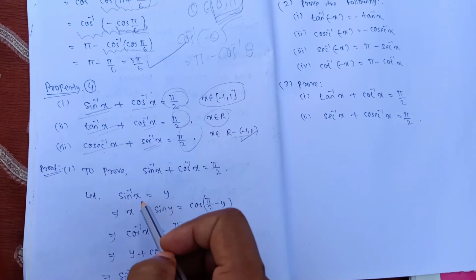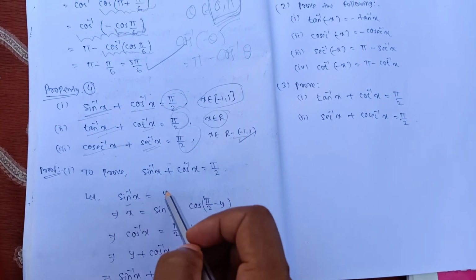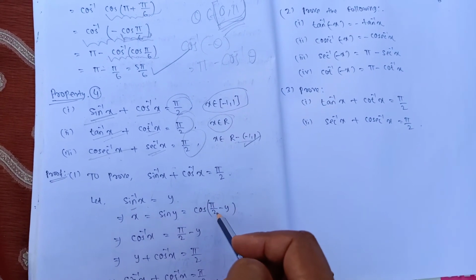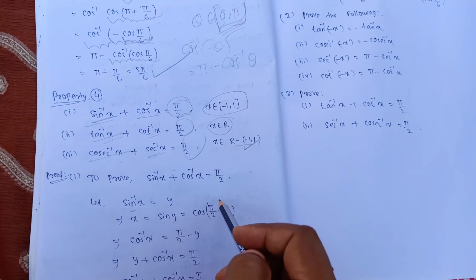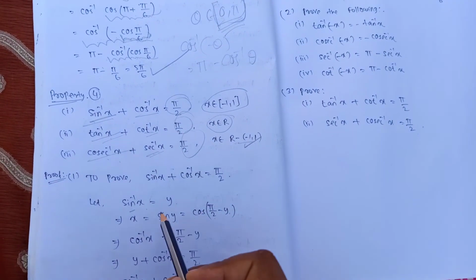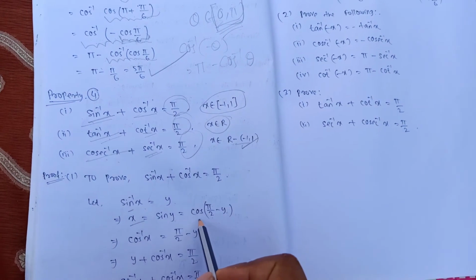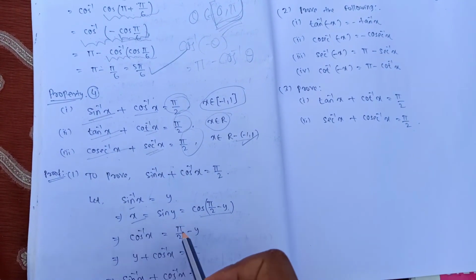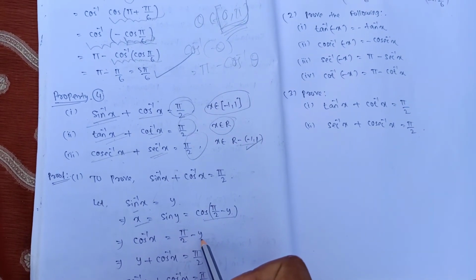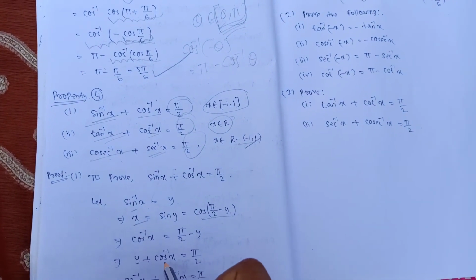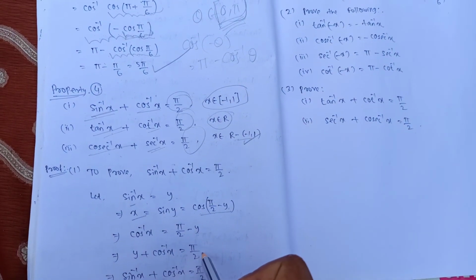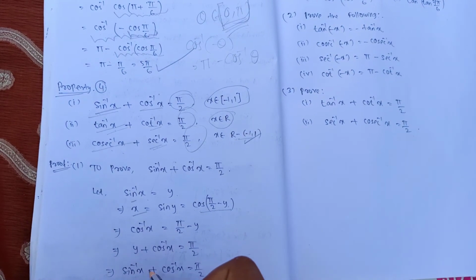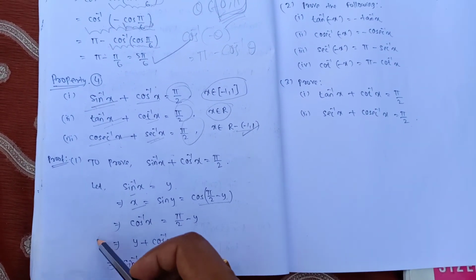So what we get? Bringing sin inverse to that side, x is equal to sin y. But sin y is nothing but cos of 90 minus y. Sin theta is nothing but cos of 90 minus theta. So observe this one and this one. What we get? You bring cos to this side. Cos inverse of x is equal to pi by 2 minus y. Now bring y to that side. It is y plus cos inverse x is equal to pi by 2. What is y? Y is sin inverse x. So what do we get? We get sin inverse x plus cos inverse x is equal to pi by 2.